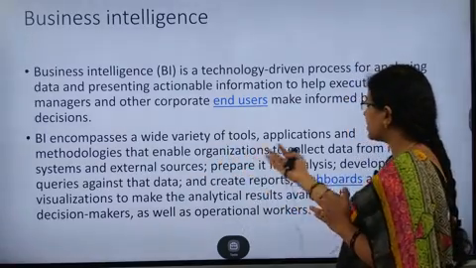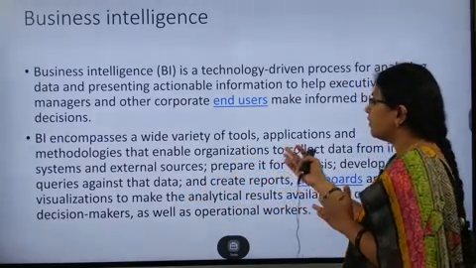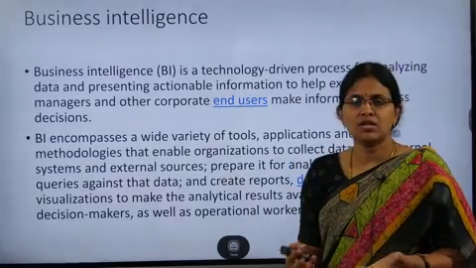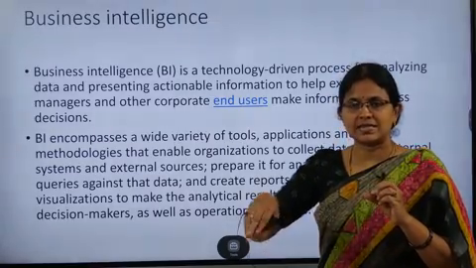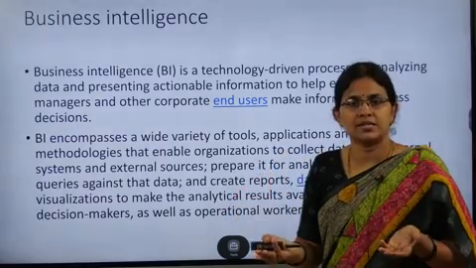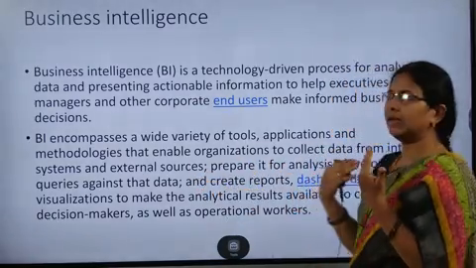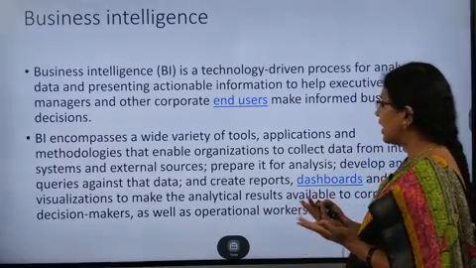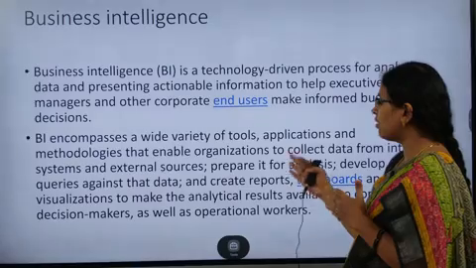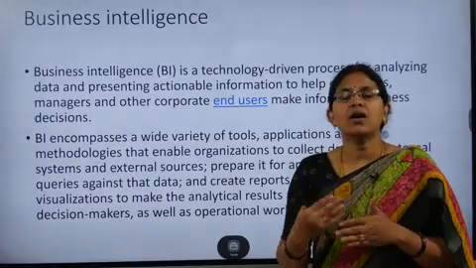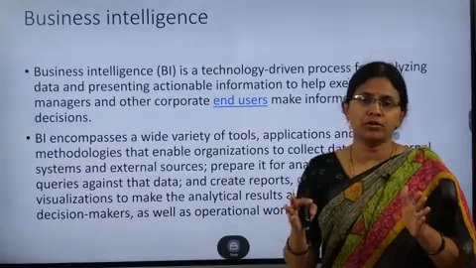These methodologies enable an organization to collect data from internal systems and external sources. First, in order to apply these tools, methodologies and processes, you have to collect the information, whatever exists within and outside the organization, from different sources. Once the data is collected, you have to prepare it for analysis. After that, you have to develop different queries related to the data. Once the queries are run, you have to create the reports, and once the reports are created, you have to develop a dashboard.